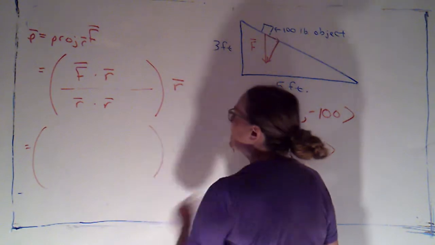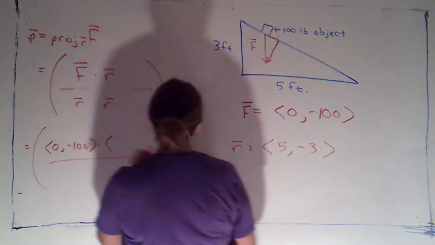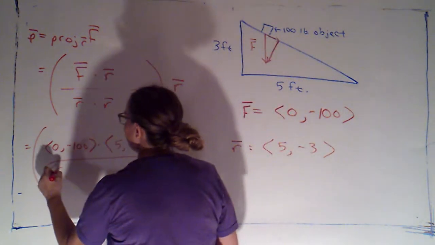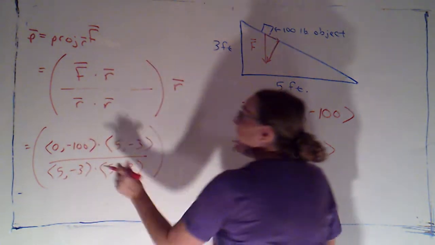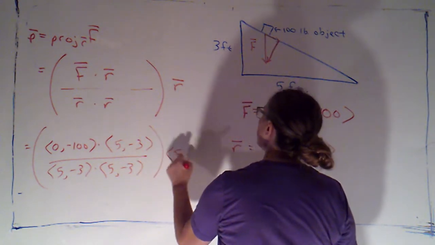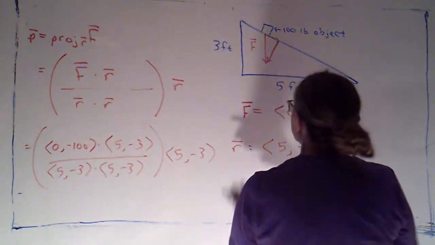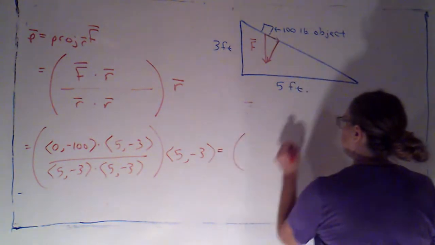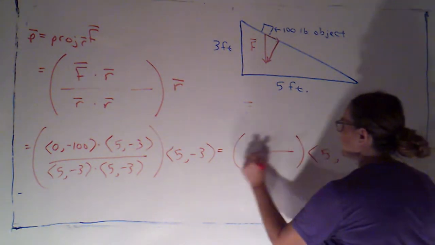Okay, so F we said was 0, negative 100. We're dotting that with 5, negative 3. On bottom, we'll have 5, negative 3 dotted with itself. And all of that is the scalar by which I'm going to scale my vector r, which is 5, negative 3. Okay, so let's work out those dot products. So I'm just working out what this scalar is now.